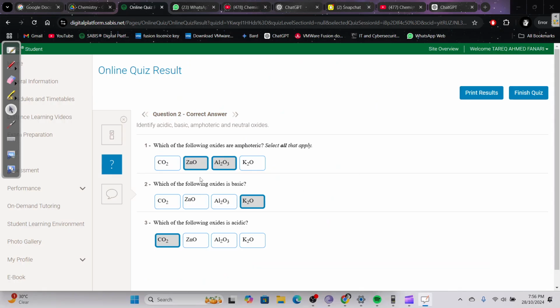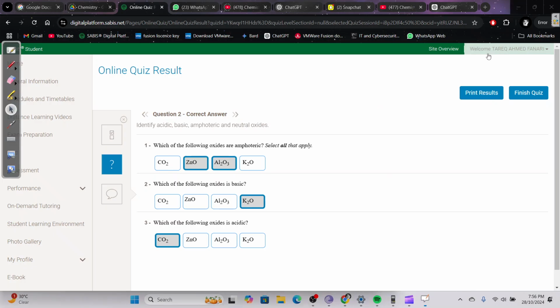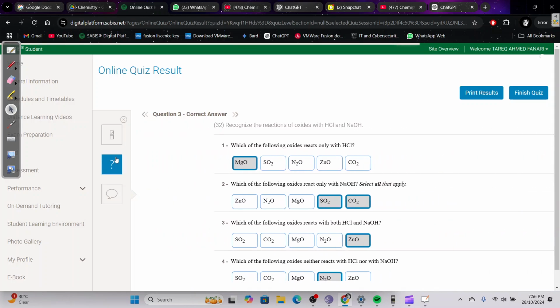Okay, which of the following oxides is basic? Remember, basic is metallic. So if it's not an amphoteric oxide, and it's metallic, it's going to be basic. So K2O, yes, that's correct. Al2O3 is amphoteric, so no. Zinc oxide, amphoteric again. And this is non-metallic, and it's not neutral or amphoteric, so it's going to be carbon dioxide, which is acidic. Which of the following oxides is acidic? Carbon dioxide. Okay.